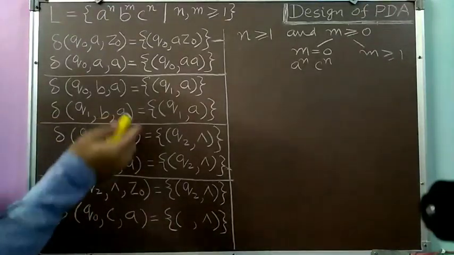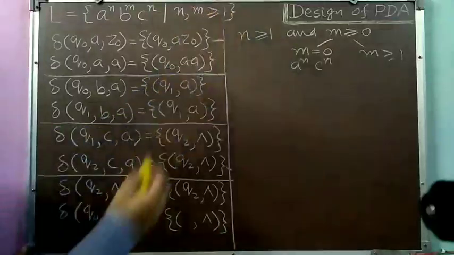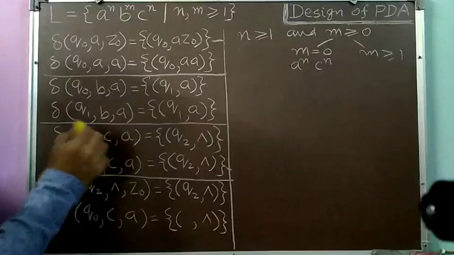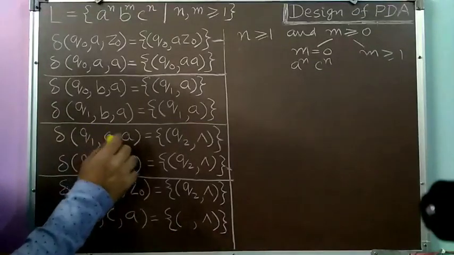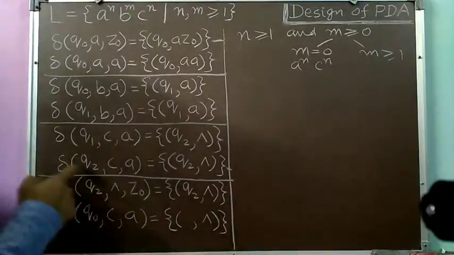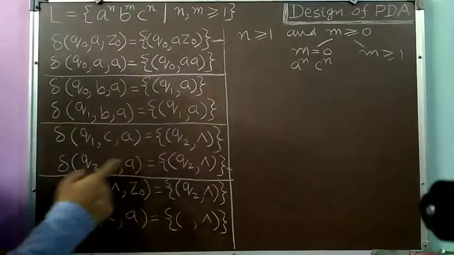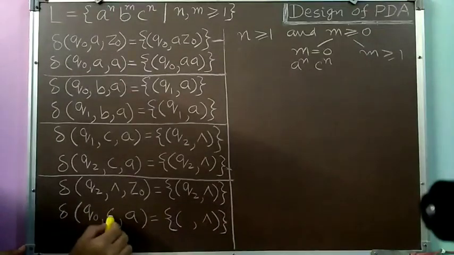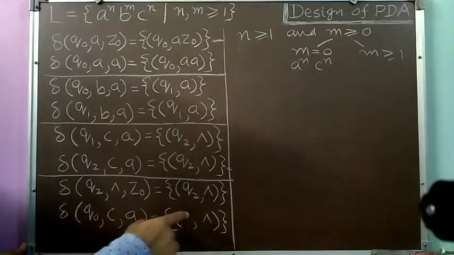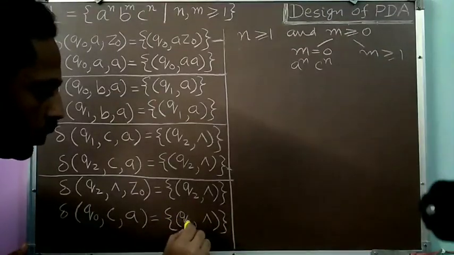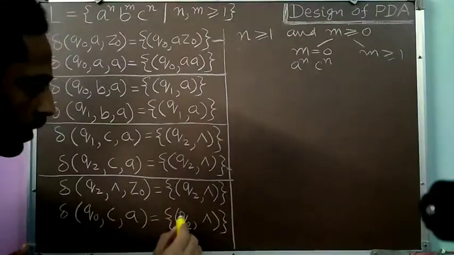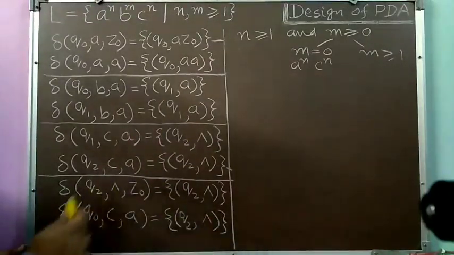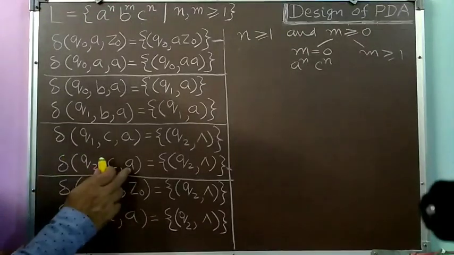So when n is greater than or equal to 1 and m is greater than or equal to 1, we have found C in the state Q1, and on finding the first C we changed to the state Q2, and all the other C's we matched in the state Q2 only. Now we are receiving our first C in the state Q0, so we will change to the same state Q2, in which we were matching all other C's.